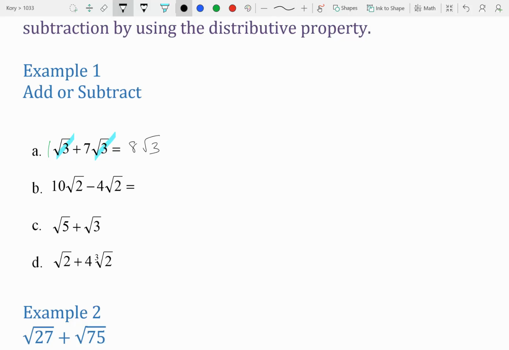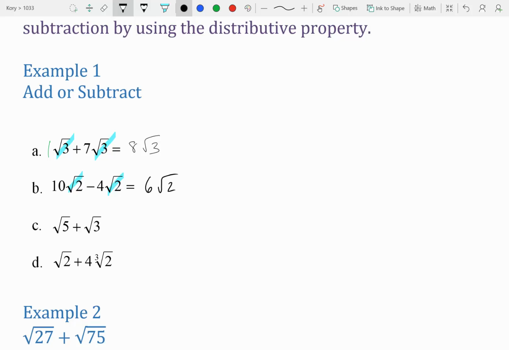Okay, we're going to do the same thing here. We're good to go because the radicand is the same. So if the radicand is the same, we have 10 radical 2's minus 4 radical 2's. That's just the same as 10x minus 4x. So we're left with 6 radical 2.